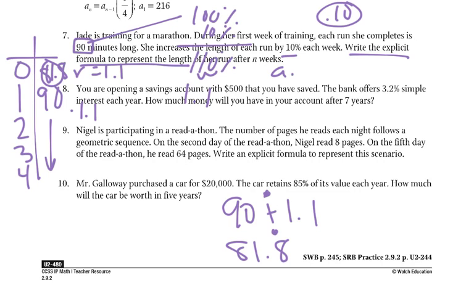So then I go a sub n equals my start, 81.8, times my rate, 1.1 to the n. And that's all we needed to do on that one, okay?